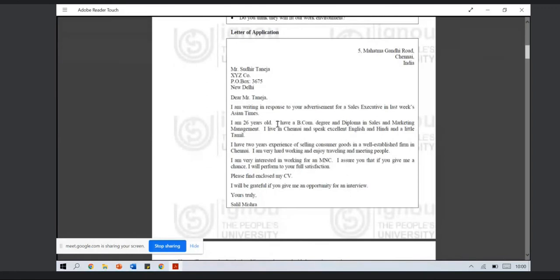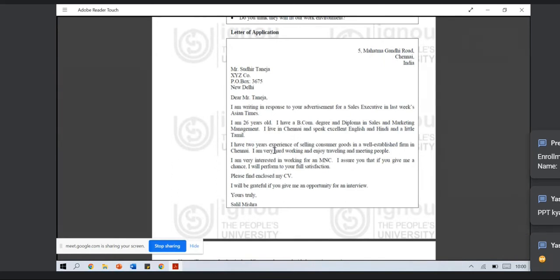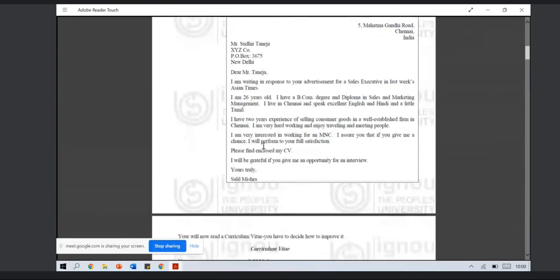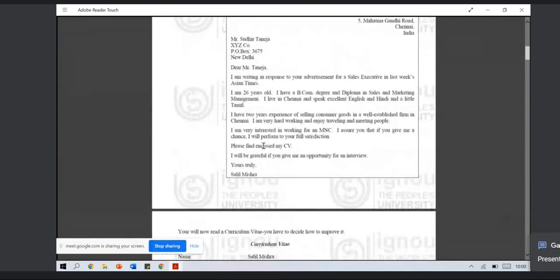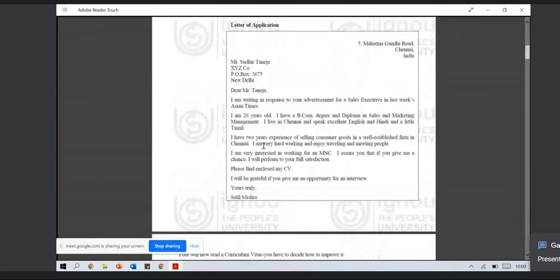And if you are applying for a job, especially a government job, you have to write a handwritten application and submit it along with the resume and other required documents like your certificates, your proof of date of birth, and government-issued ID like PAN card and Aadhaar card. You have to submit those documents with the job application.